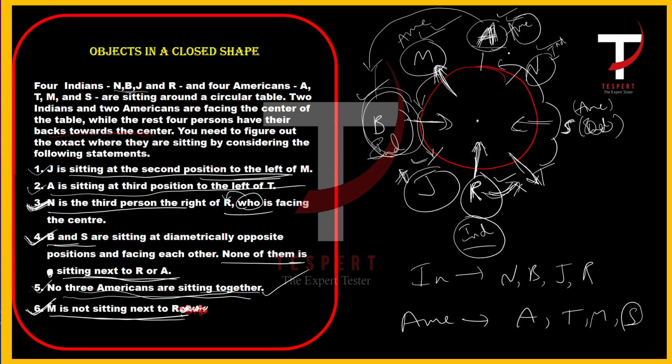R is an Indian, B is an Indian, N is an Indian. So one more Indian must be figured out. M, A, S are Americans. So one more American must be figured out, right? So we have to find T's and J's nationality. So J must be an Indian, and T must be an American.